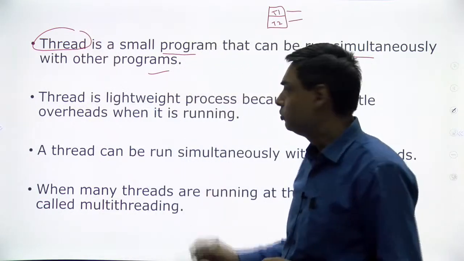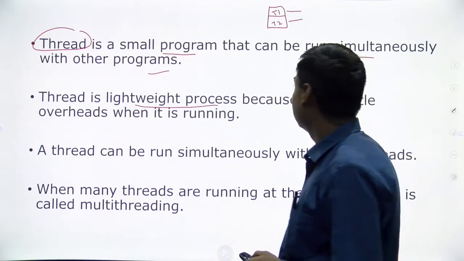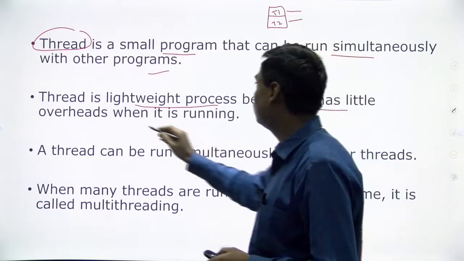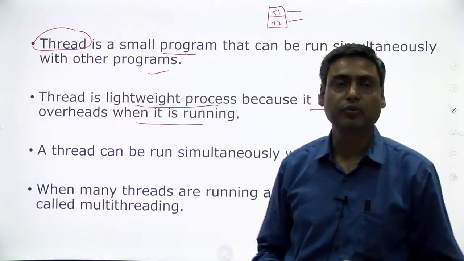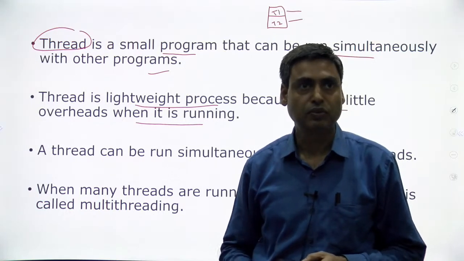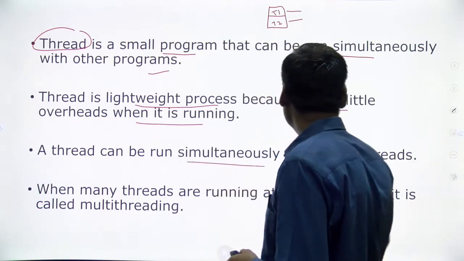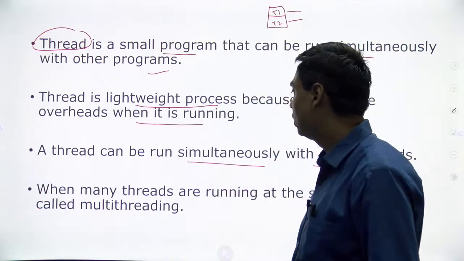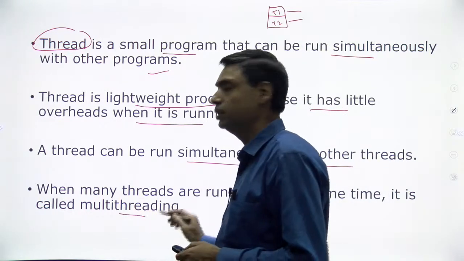Now why thread? Because a thread is a lightweight process. It has very little overhead when it is running. It is not a process. You know, in the operating system, a process has overhead, but a thread has only very simple overhead. A thread can be run simultaneously with other threads also. When many threads are running at the same time, we call it multithreading.